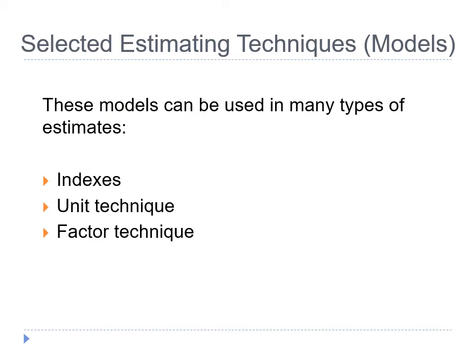We are going to have a look at a number of models that are applicable for order of magnitude estimates and for many semi-detailed or budget estimates. These models are useful in the initial selection of feasible alternatives for further analysis and in the conceptual or preliminary design phase of a project. Sometimes they can even be used in the detailed design phase of a project. These models are indexes, unit technique, and factor technique.